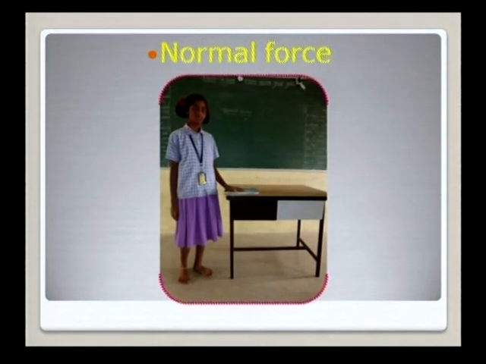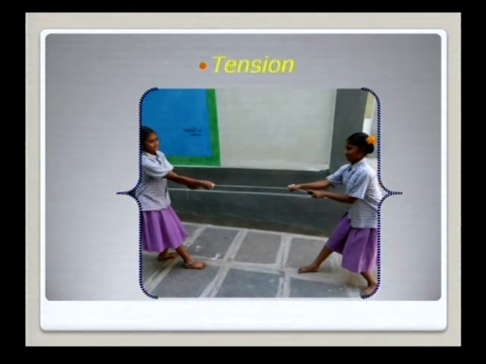And the next one, normal force. Here one swallow has placed a physics textbook on the table. So, when she places a book on the table, there is a normal force acting upwards and the gravitational force acting downwards. The next one is tension. Friends, for tension also there is an example. Here both our swallows are pulling the rope from each side in the opposite direction.